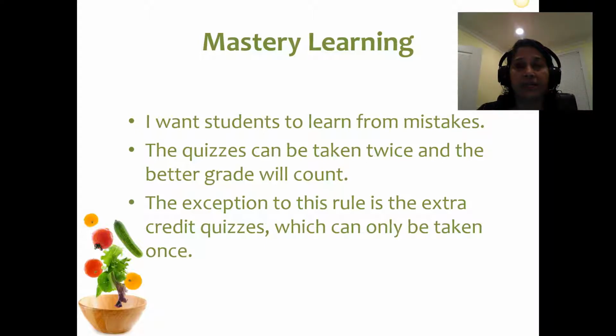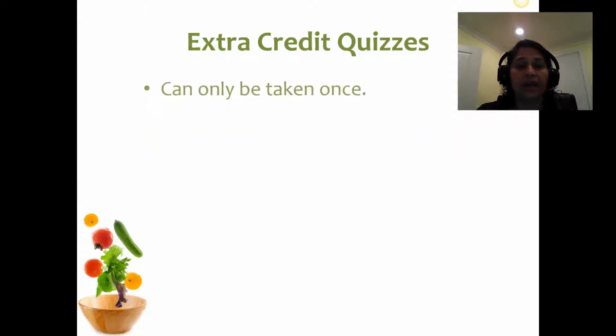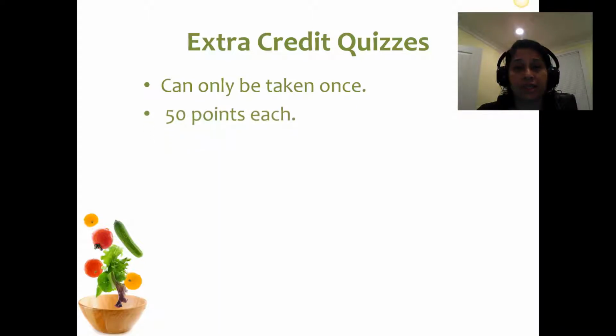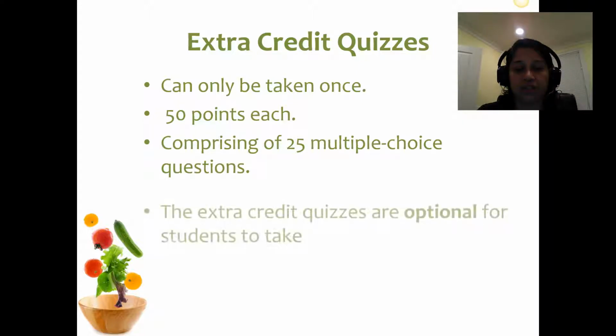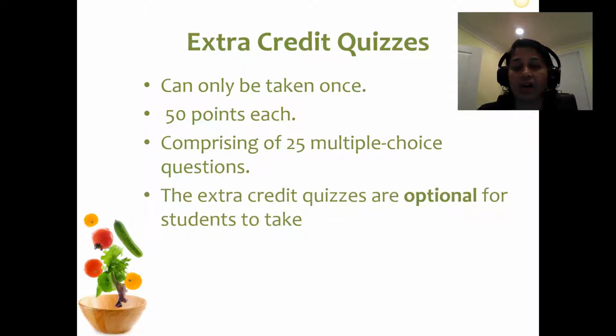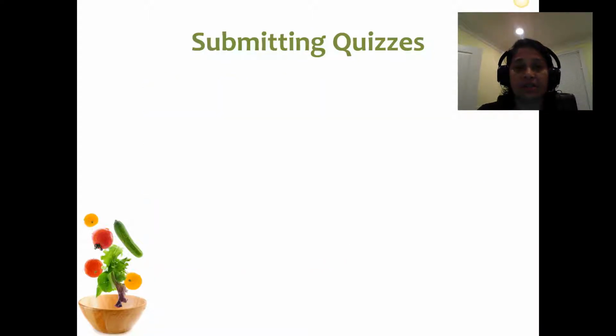Now, the quizzes are randomized, so you don't expect the same questions again. The exception to the rule of the extra credit quizzes can only be taken once. The extra credit quizzes are there for extra credit, so you need to study before you take them. They're 50 points each. They comprise of 25 multiple choice questions, and the extra credit quizzes are optional for students to take. There is a time limit of 20 minutes.